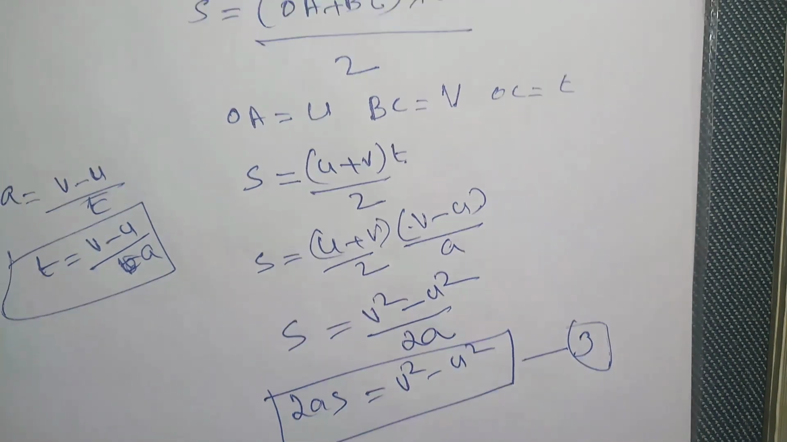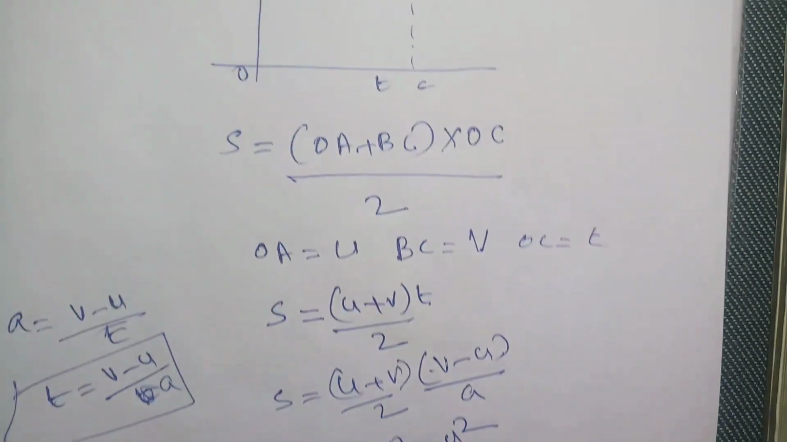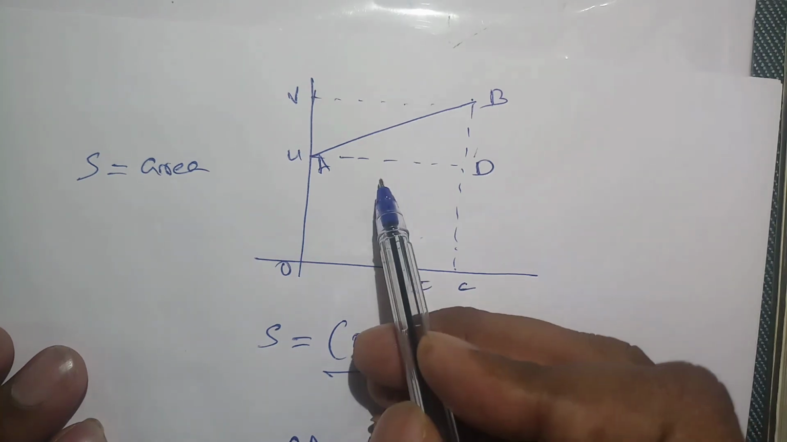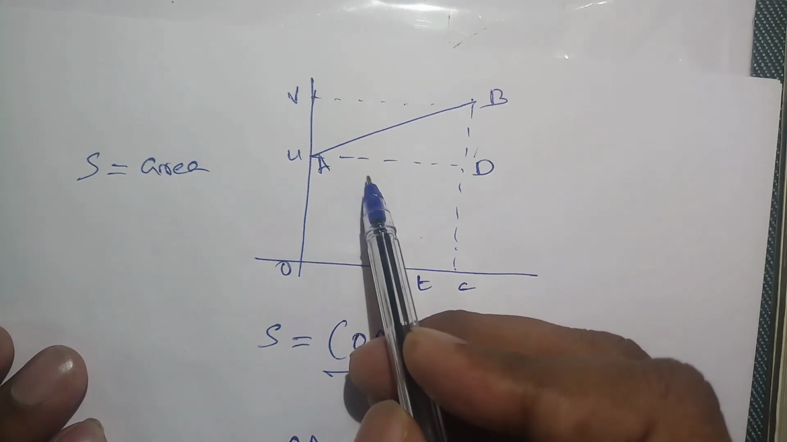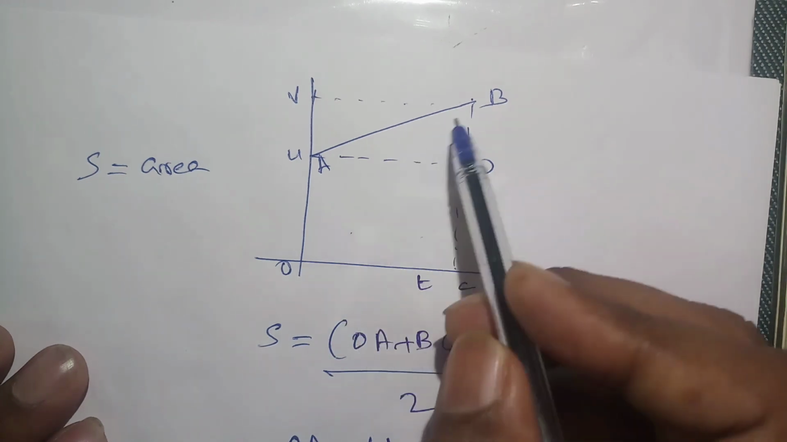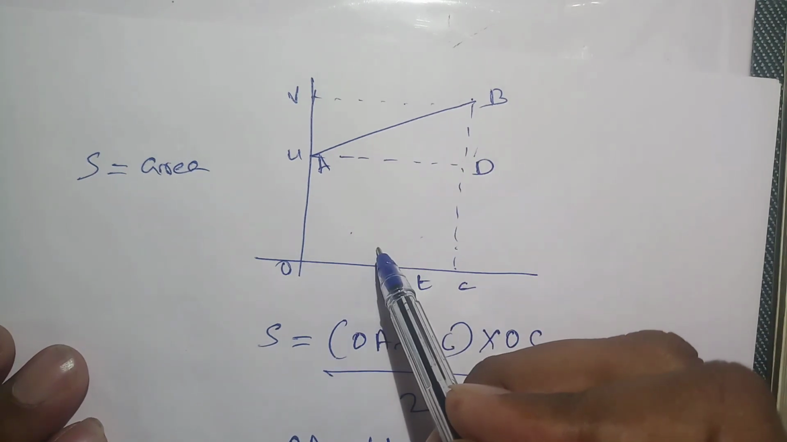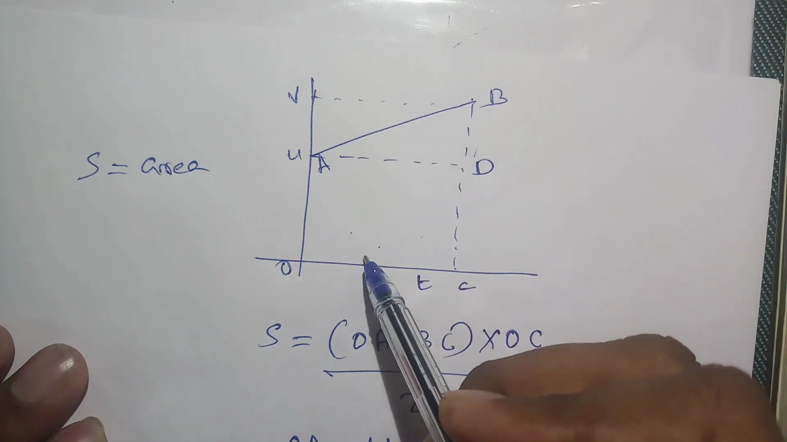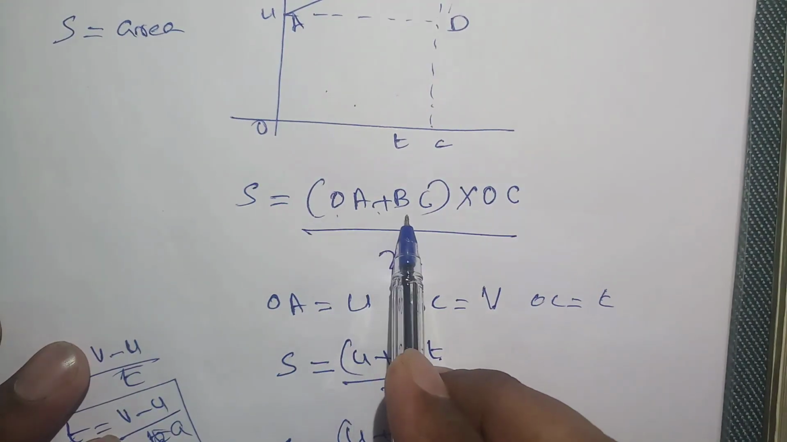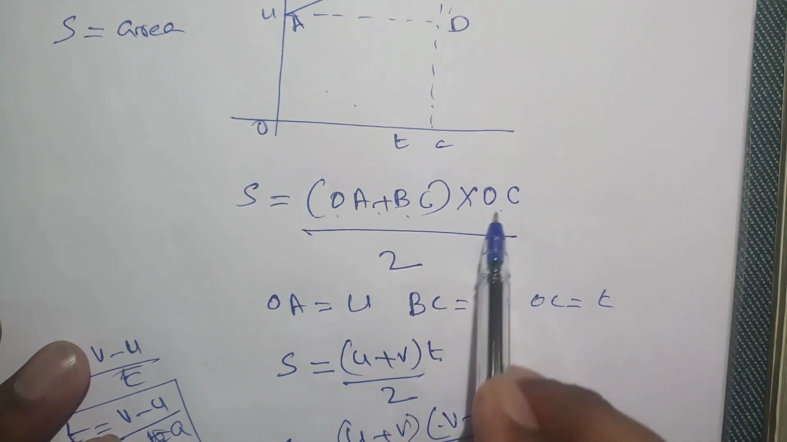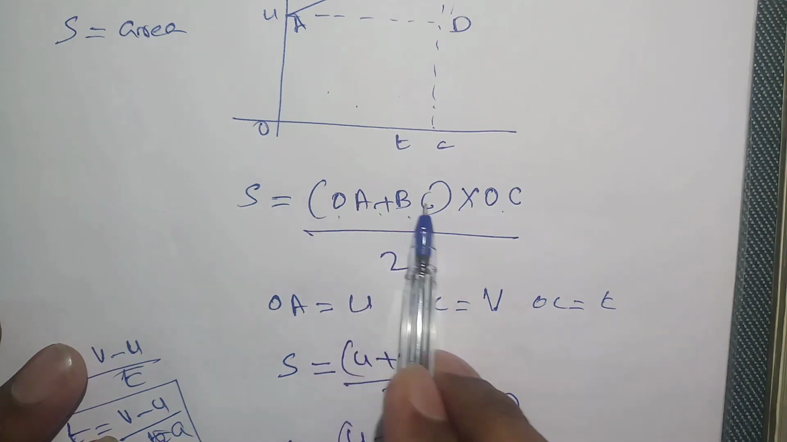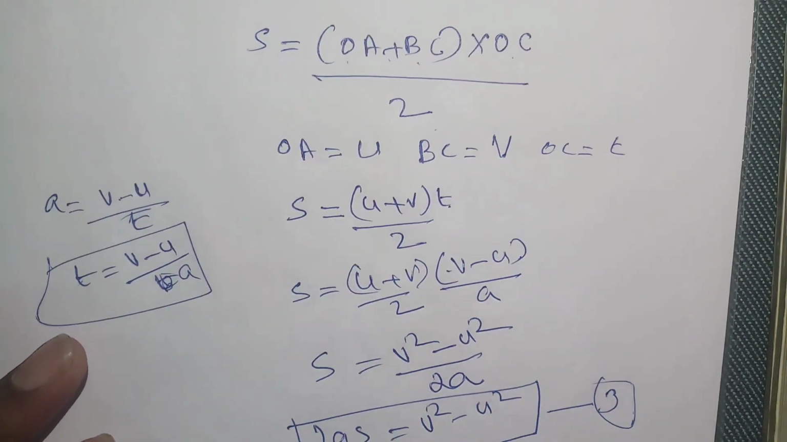Once more we will go back. How are we getting this? We have the same graph here. What we have to do is take the total area of the graph. Once you take the area of the graph as a single trapezium, the equation is (OA plus BC) into OC divided by 2. Now you just substitute the values of all these things, you will directly get like this.